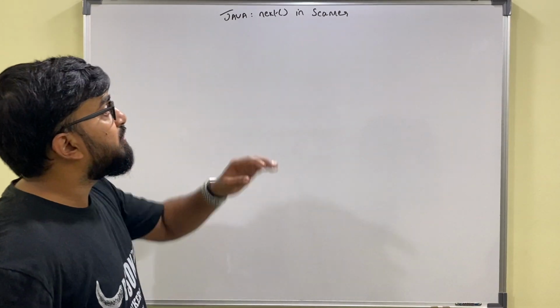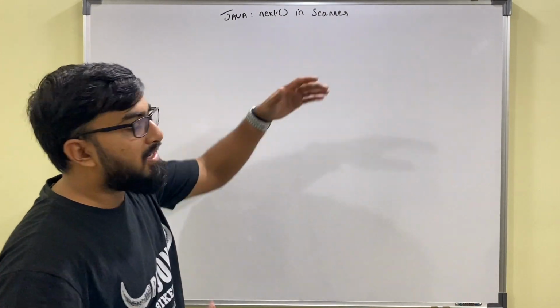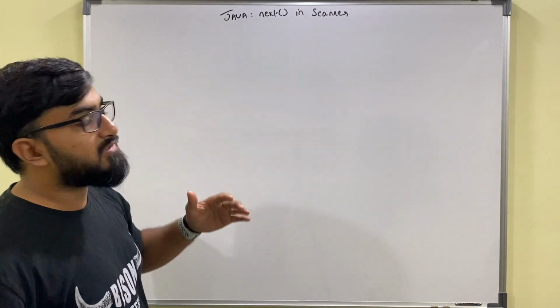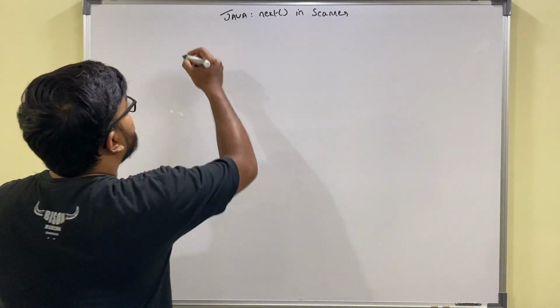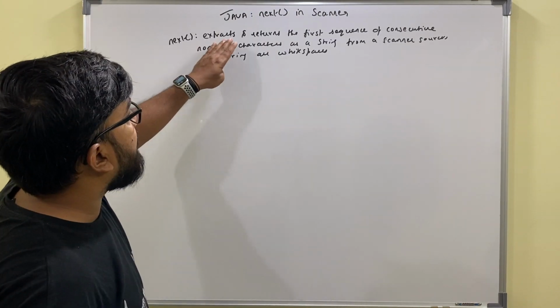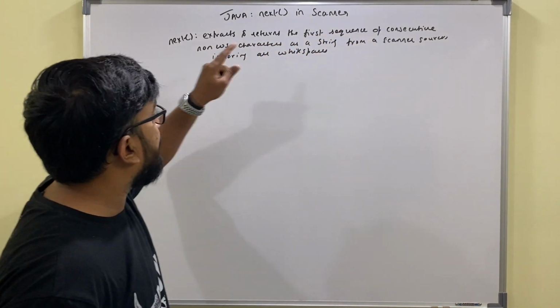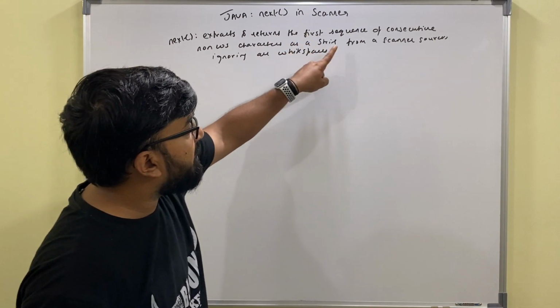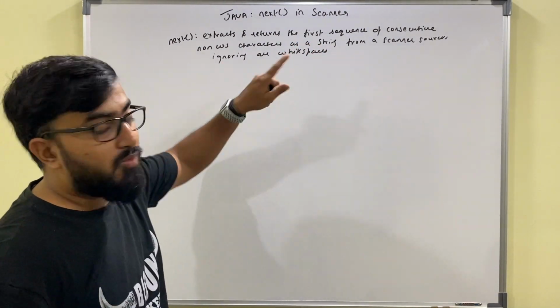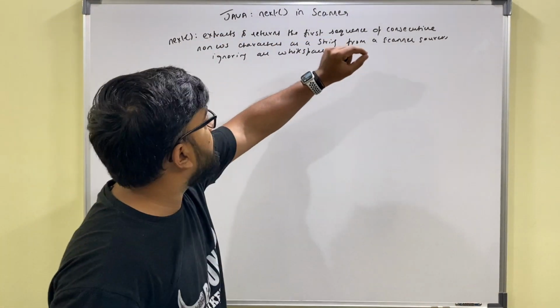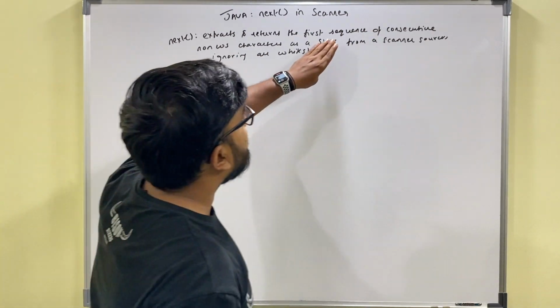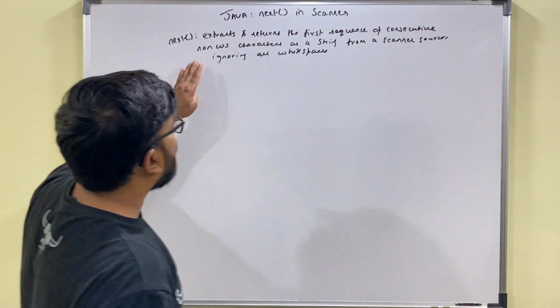So let's begin. So next is a method in Scanner class and we discuss how this works. Okay, so let me write the definition for next. So next returns the first sequence of consecutive non-white space characters as a string from a scanner source, ignoring all white spaces. So there are multiple points here. Okay, so the first thing is first sequence of consecutive non-white space characters.